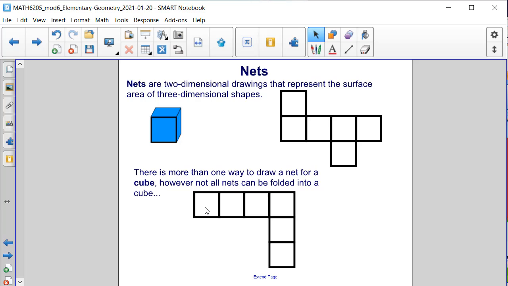For example, this square here would be a side, this would be the top, and this would be the right side. This would be the bottom right here, and then this would be the top again. So there would be too much of an overlap, so it doesn't actually make a cube in this case.